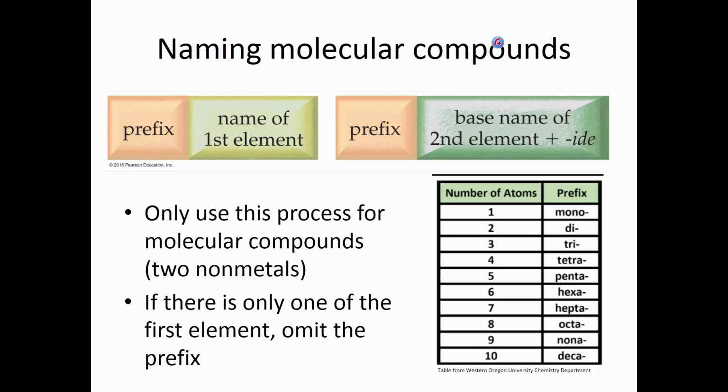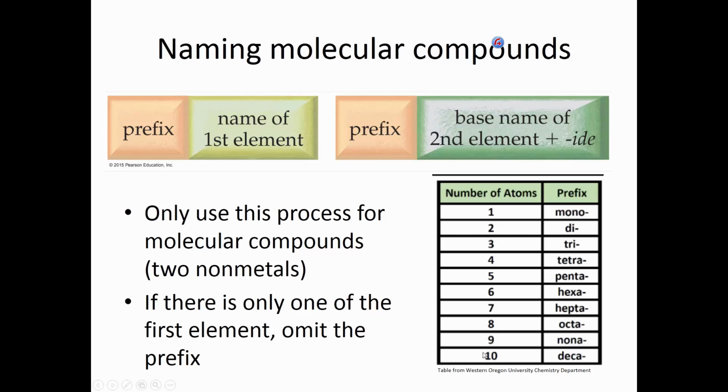So it's pretty straightforward. You just have a prefix for the first one if it's not just one element, and then you have a prefix for the second one, whether it's 1 or 2, and then you change the ending to IDE as we had done before.